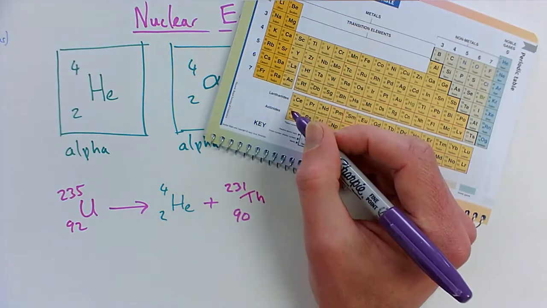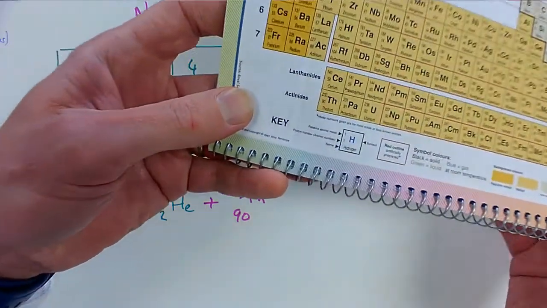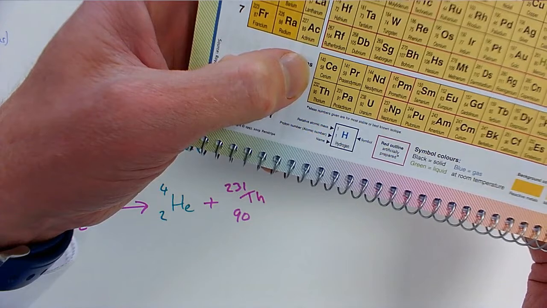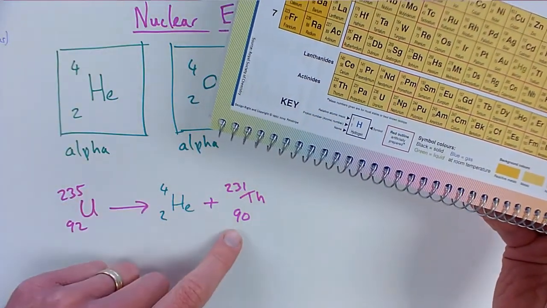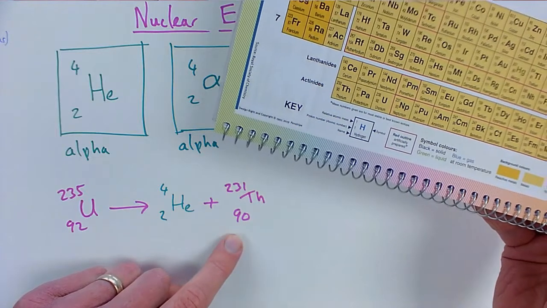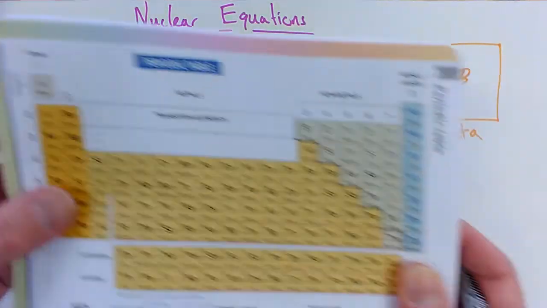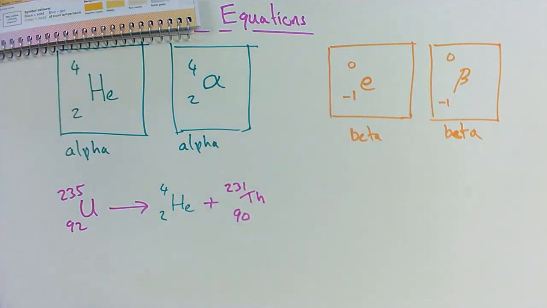Now you might notice that the number at the top on your periodic table for thorium, if I bring this a little bit closer, is 232. Yet we've written 231. Well, the main thing is to always go with the number at the bottom. That tells us what the element is, and then stick with what you've calculated. What we've discovered here is that this is an isotope of thorium. So this is an isotope, and you might remember what an isotope is.